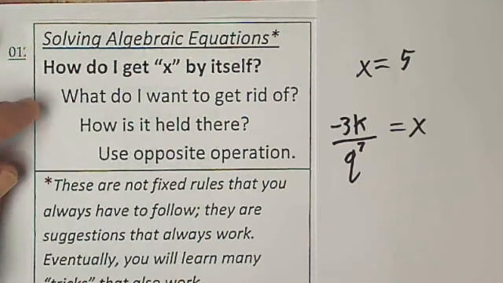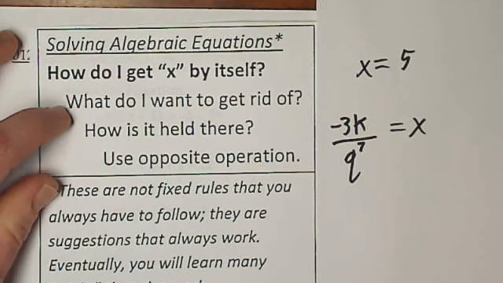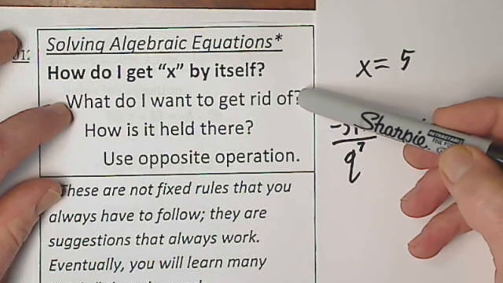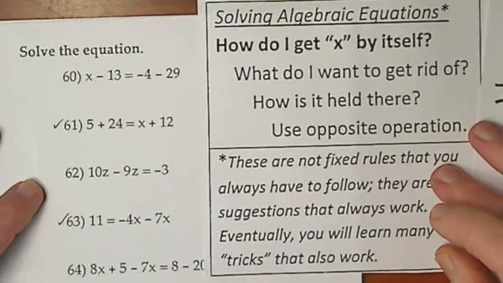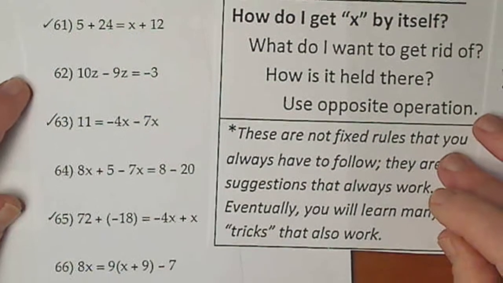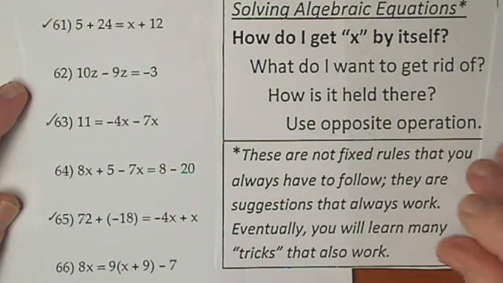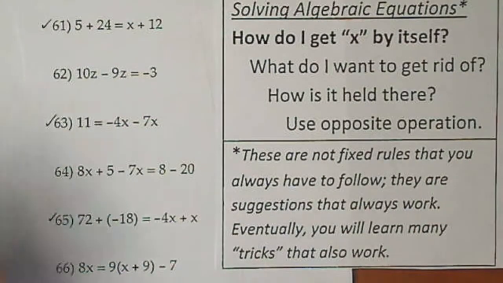The second thing is you decide what you want to get rid of. So that's what do I want to get rid of. We're going to address number 61, and I'll basically walk you through using these rules.